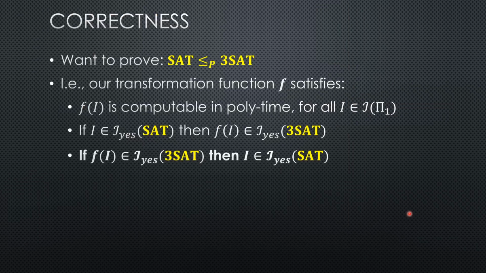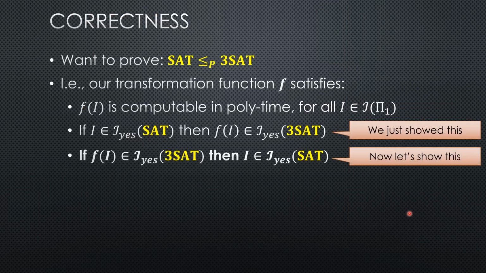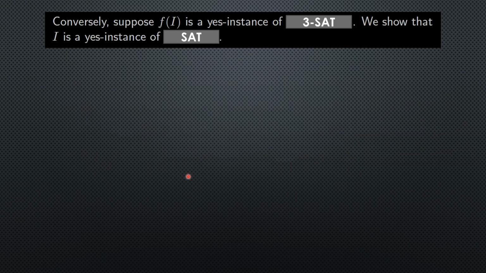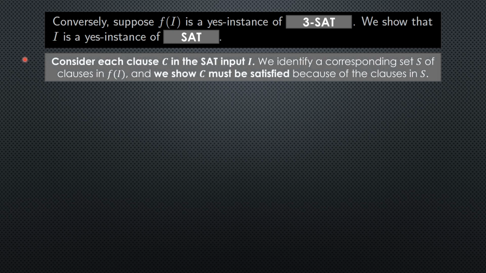Okay, so that was one direction. Let's prove the other direction. So we're going to assume that the transformed input is a yes instance of 3-SAT. We're going to show that the original input that we transformed must have been a yes instance of SAT. Okay, so let's see that. So here's how we're going to do this. We're going to consider each clause in the SAT input, and we're going to argue that it has to be satisfied. So we have a yes instance of SAT.